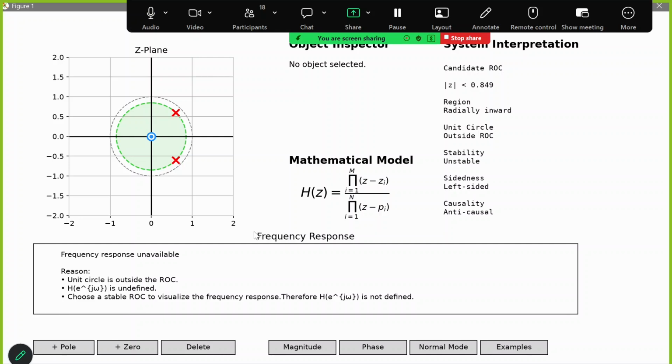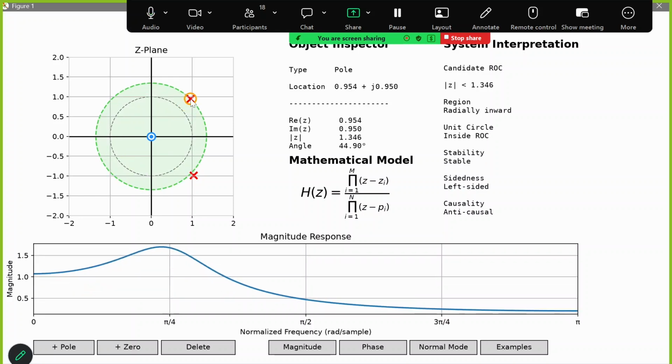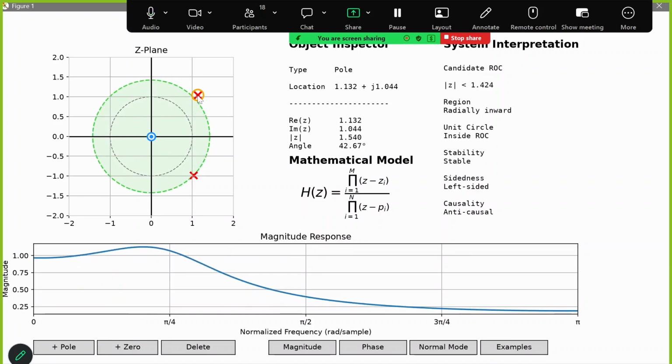Okay. If I want to make this system stable, then I need to drag this pole outside, maybe around here, and maybe this one also around here, right? Now this is possible. This is a stable ROC. Now, is it possible for this system to be both stable and causal? What do you think?